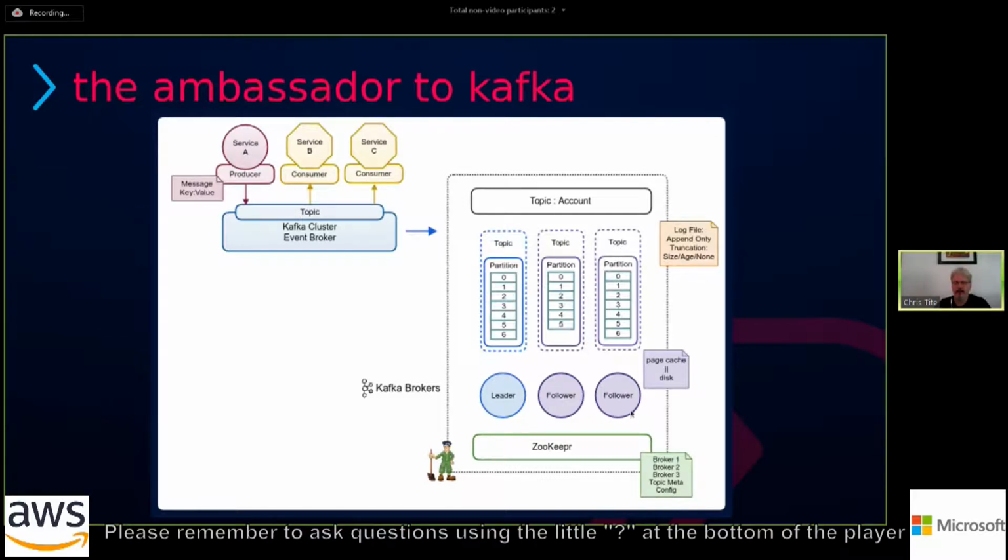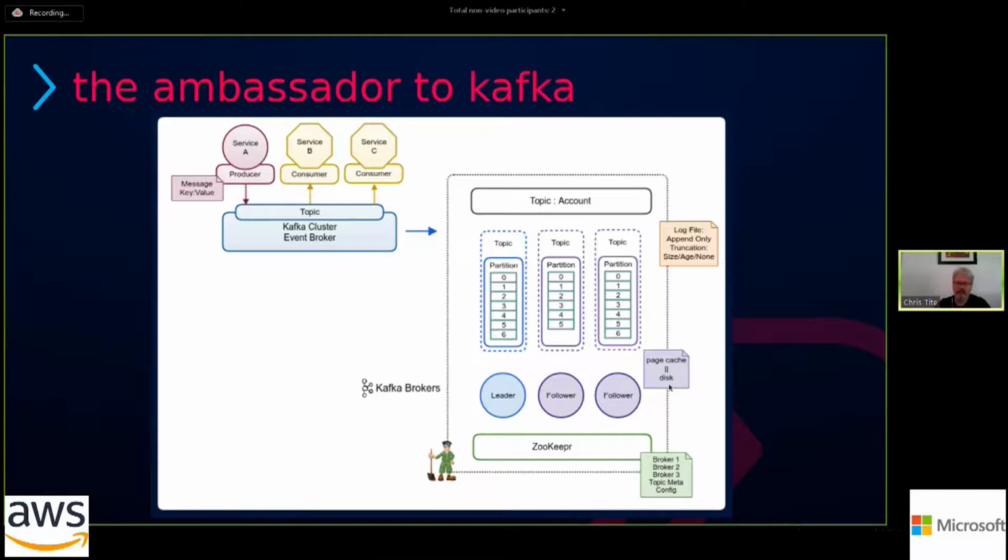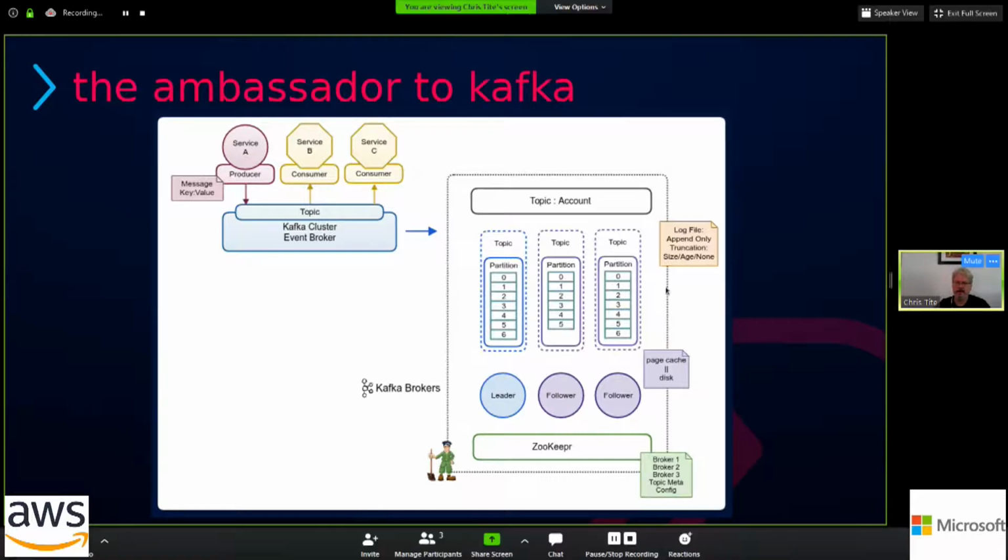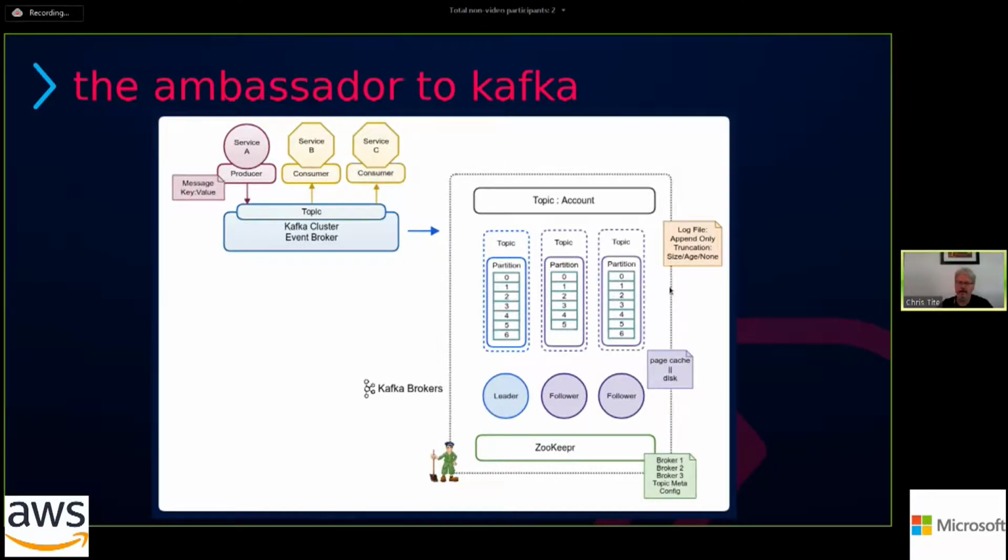One of the things that makes Kafka so amazing and so fast is that it keeps everything in page memory and then writes it to disk. If we move up, we will see that each one of these brokers has a topic, and it creates a partition inside its file system. The other thing that makes Kafka so much faster is that it's an append-only file system, so the items are appended only to the bottom, and when it gets to the end of the transaction size or the age or none, you can actually turn this feature off.